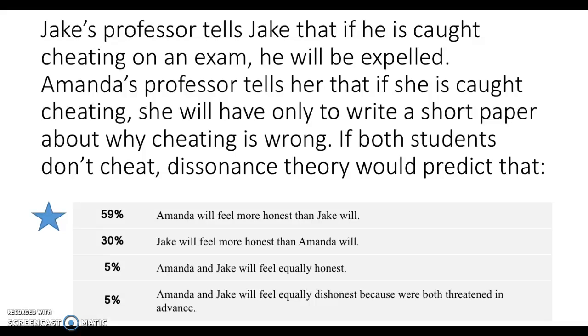So the answer here is Amanda is going to feel more honest than Jake will. Jake's professor lays out a very strict, expelled policy. He doesn't really have to justify to himself why he's not going to cheat on an exam. Amanda has a lower punishment here, just writing a short paper about why cheating is wrong. But she has to justify to herself, why am I going to work hard to not cheat? Because the penalty is so low.